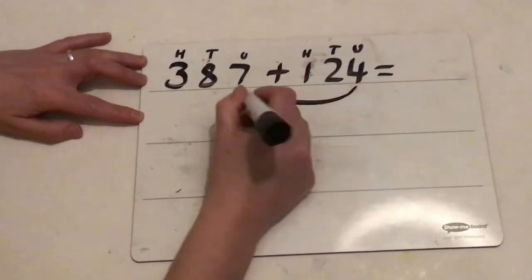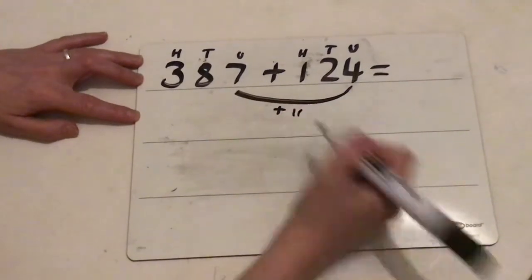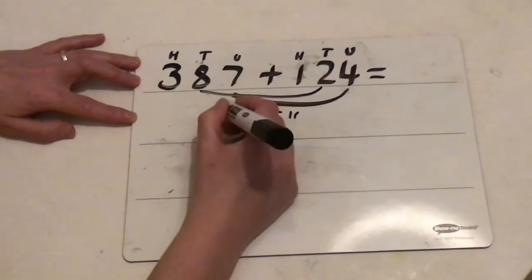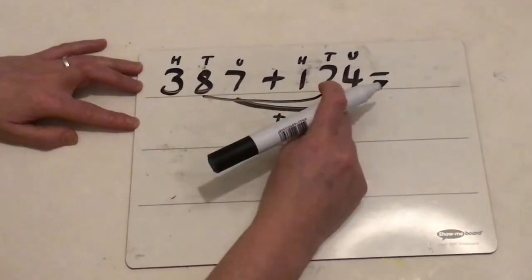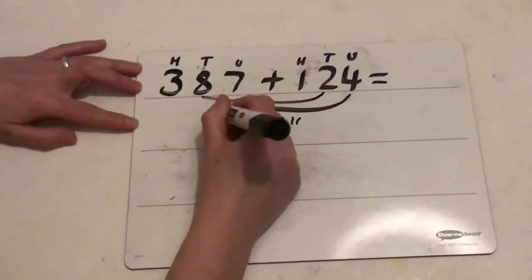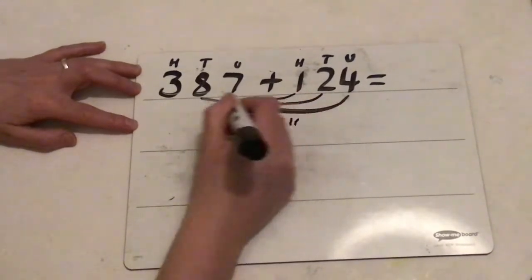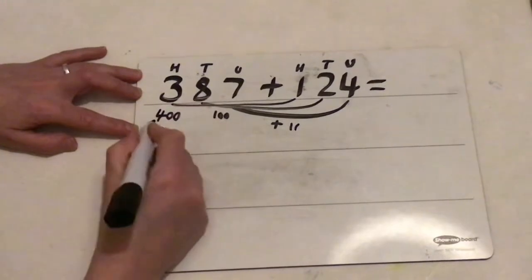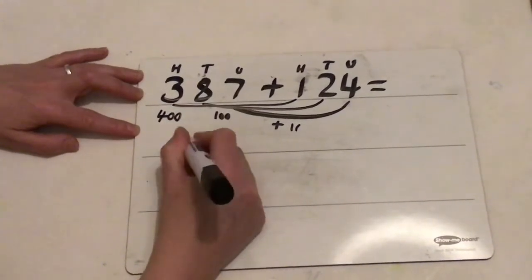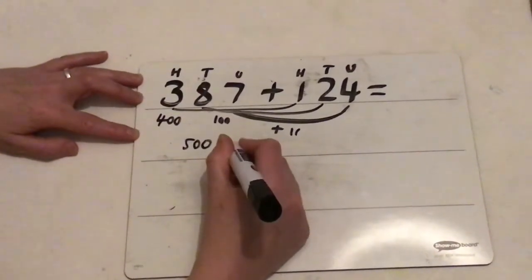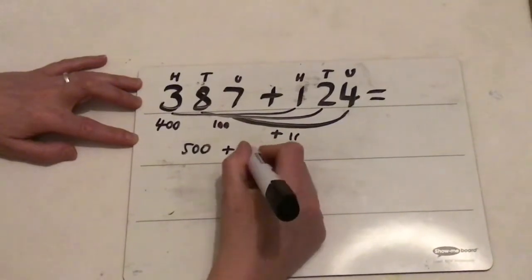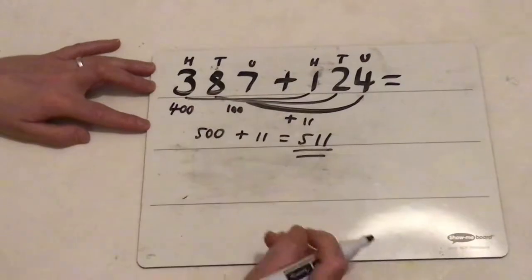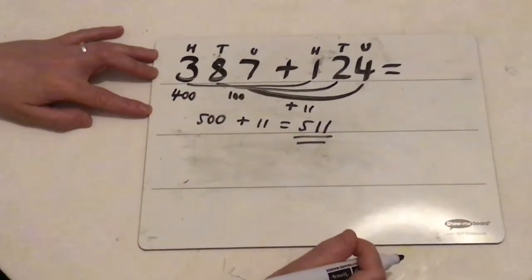So if I add these two together, I'm going to get 11, okay? And then if I add these two together, it's 80 and 20, remember? I'm going to get 100, okay? And then these two together, that's 400, okay? 400 and 100 makes 500. And then if I add on the 11, I'm going to get 511. Okay, so you can also do this sum by partitioning.